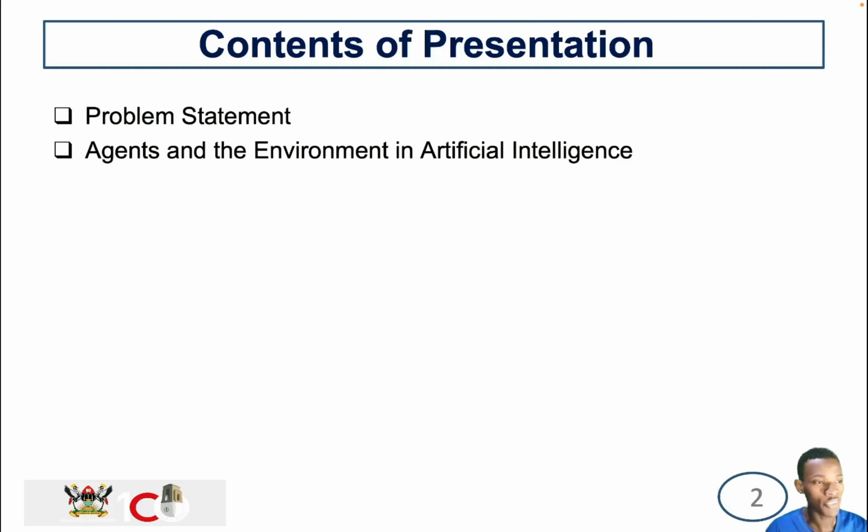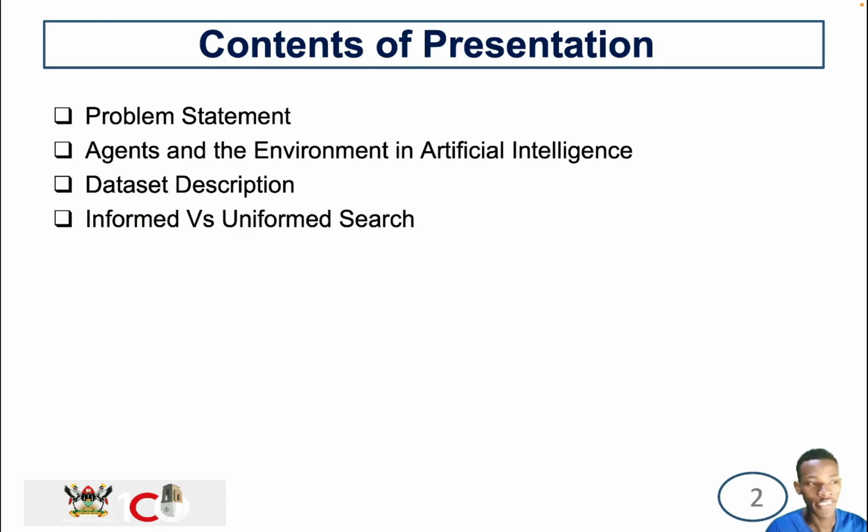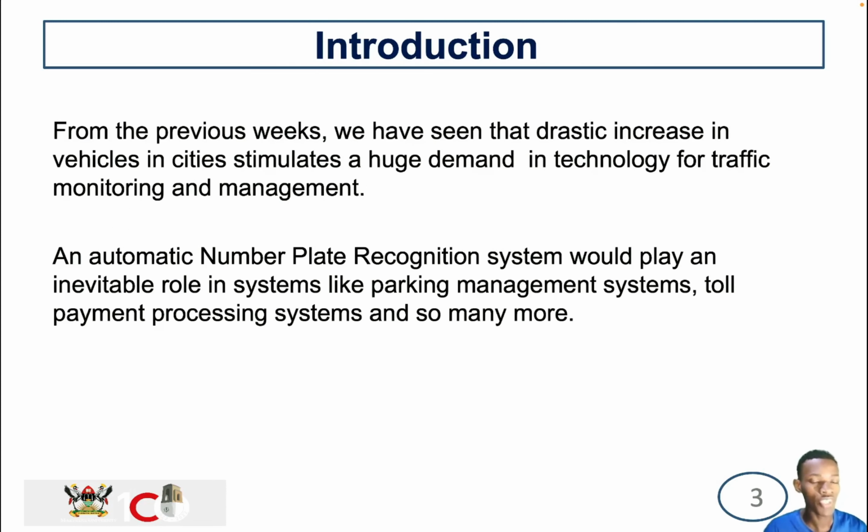So the contents of this presentation: we're going to talk about agents and environments in artificial intelligence. We shall talk about the dataset and then the difference between informed and uninformed search and how these two would be used in my project. Then AI accountability. From the previous week, we have seen the drastic increase in vehicles and how it has stimulated the huge demand in technology for traffic monitoring and management systems. And we know that an automatic number plate recognition system would play an inevitable role in different systems, for example, the parking management system, then the toll payment processing systems.